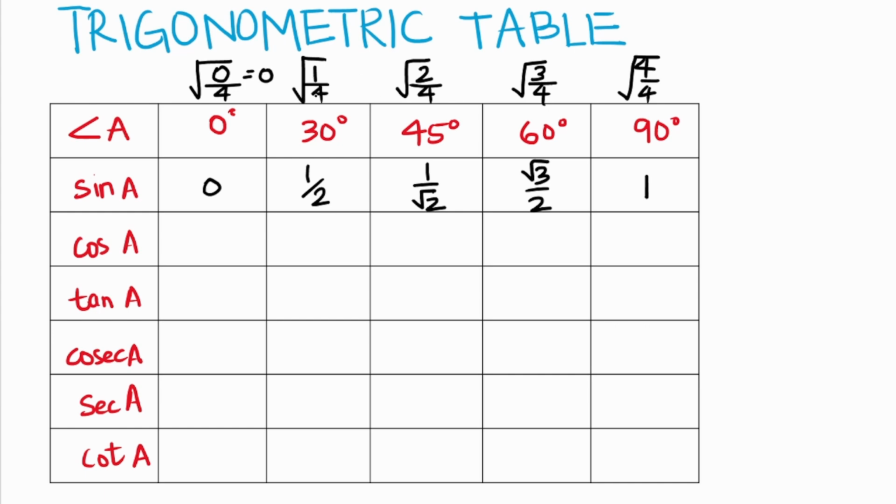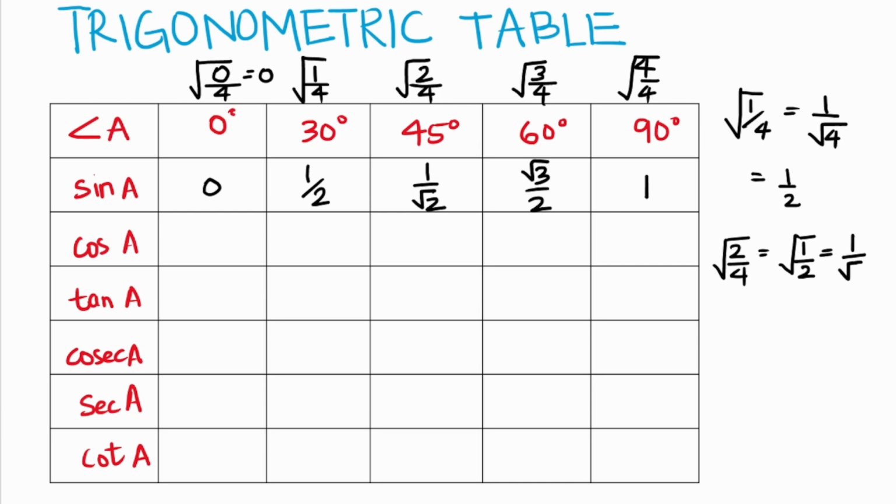Then root of 1 by 4. Root of 1 is 1 itself, right? What is root of 4? Root of 4 is nothing but 2. So we have written 1 by 2 here; sin 30 is 1 by 2, right? Now what? Root of 2 divided by 4. 2 divided by 4 is nothing but 1 by 2. Root of 1 is 1 itself. Then root of 2 is root 2. So sin 45 is 1 by root 2. You got the same over here, right? Same 1 by root 2.